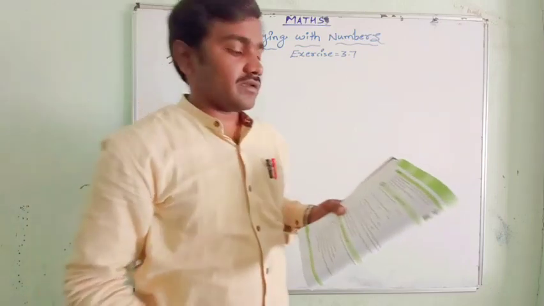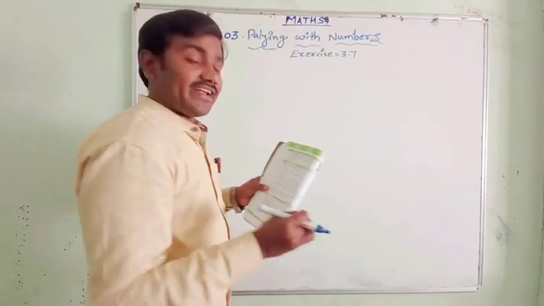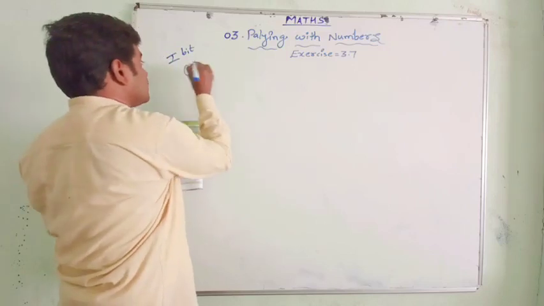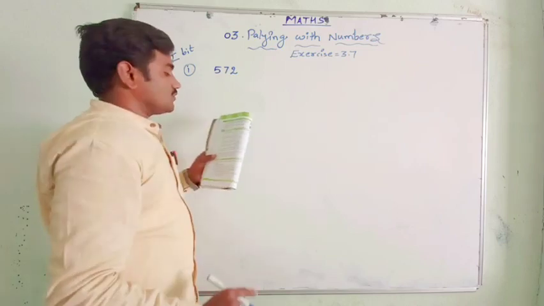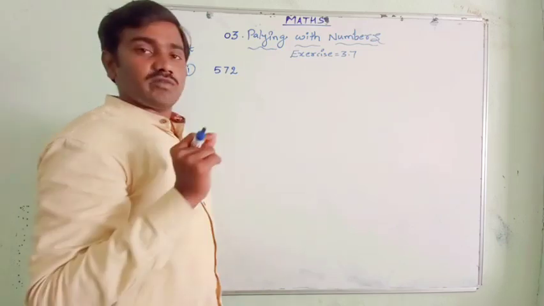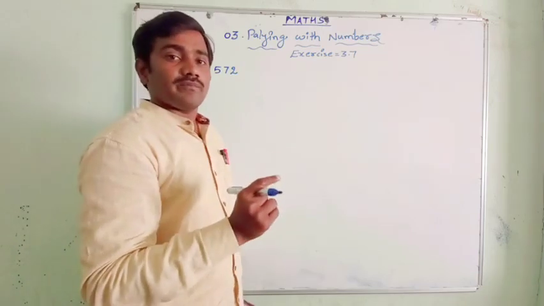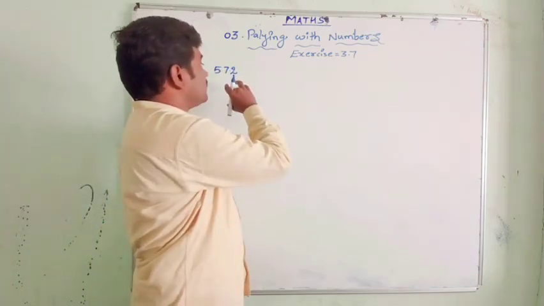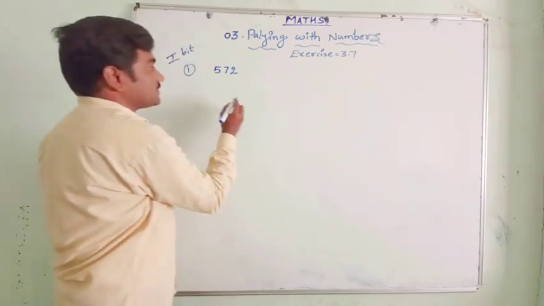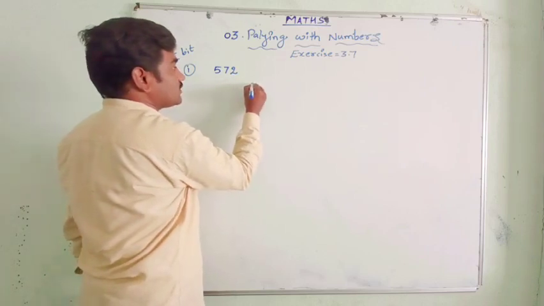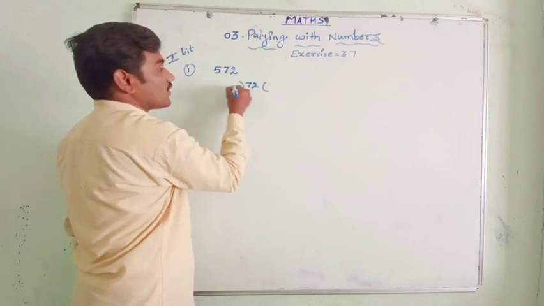First question: which of the following numbers are divisible by 4? There are 5 internal questions. Let us see the first one, that is 572. Let us check whether this number is divisible by 4 or not. To check divisibility by 4, we do not need to divide the complete number, just take the last 2 digits. The last 2 digits are 72. Let us check if 72 is divisible by 4 or not.